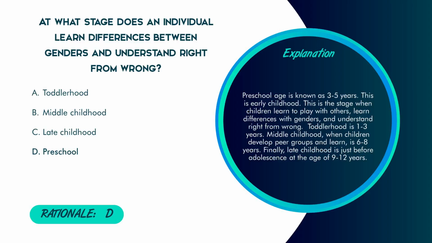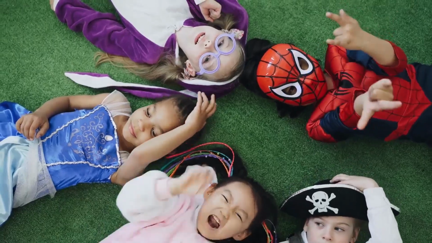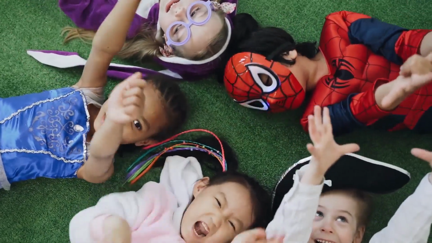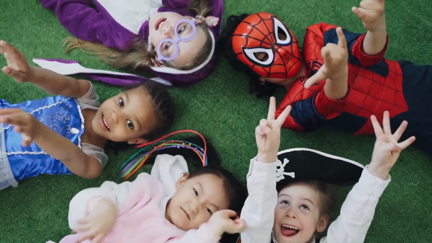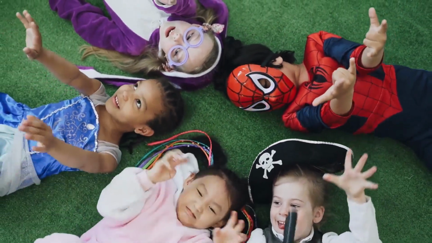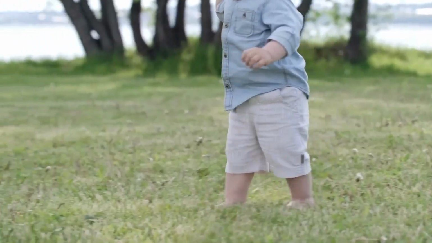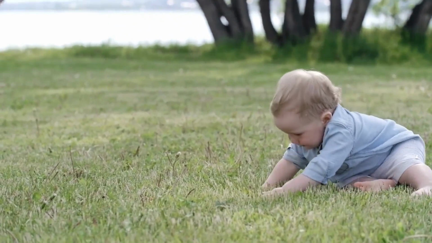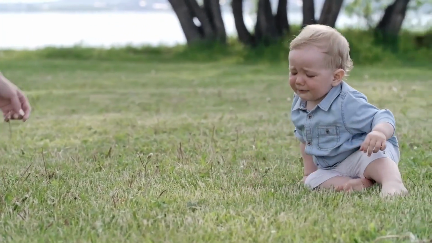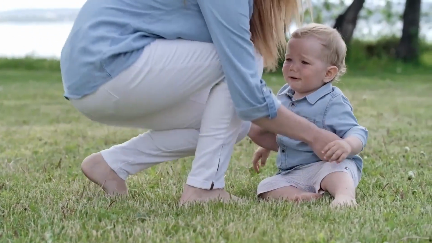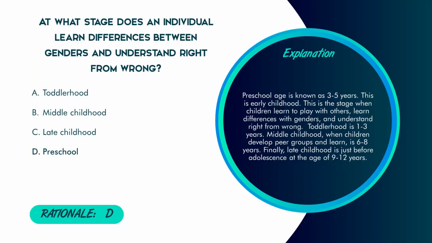So preschool is that age between 3 to 5 years. We also call this early childhood. This is the stage when children learn to play with others, learn differences between genders, and understand right from wrong. Toddlerhood are those little cute children we have who are between 1 to 3. Middle childhood is when children develop peer groups, when they learn, and this is from 6 to 8. Finally, late childhood is that final stage just before you become an adolescent, and this is 9 to 12 years of age.